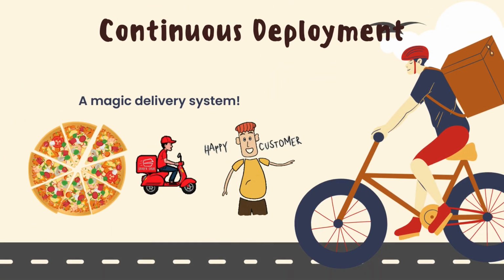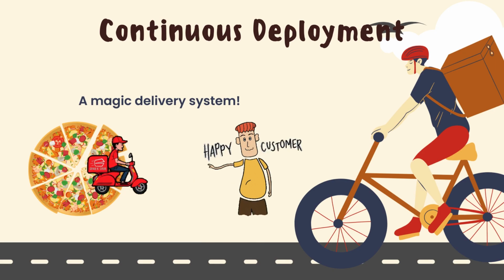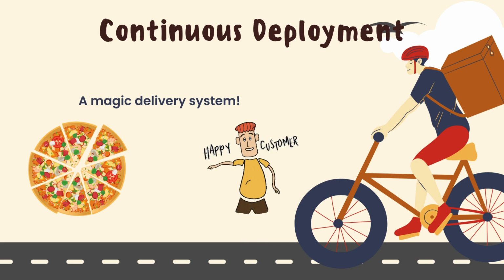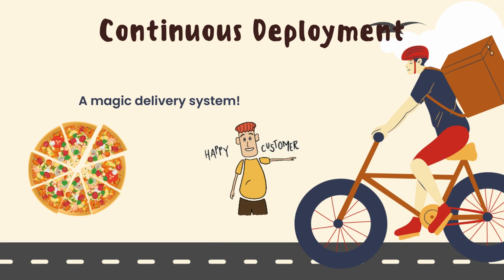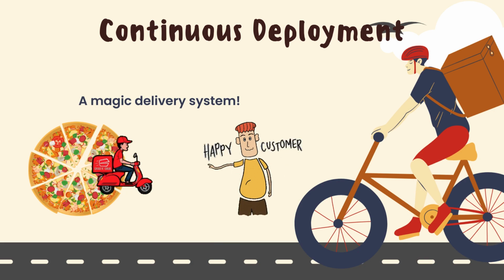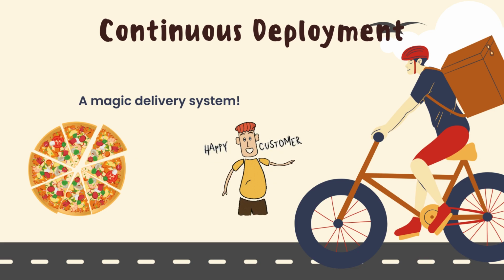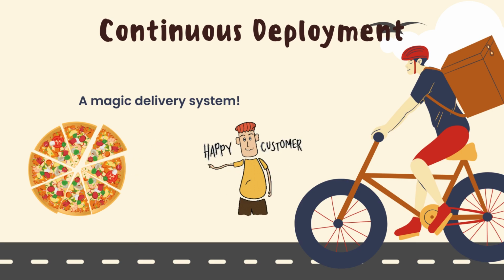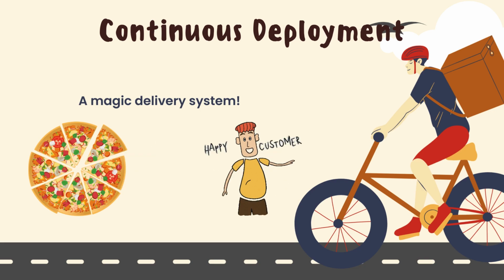So what about continuous deployment? Imagine a magic delivery system. As soon as your pizza is perfect, it automatically gets sent to the customer without you doing anything. Automatic delivery, automatic deployment. The moment your pizza is ready, a magical delivery person takes it to the customer's door. No need for you to manually deliver it.